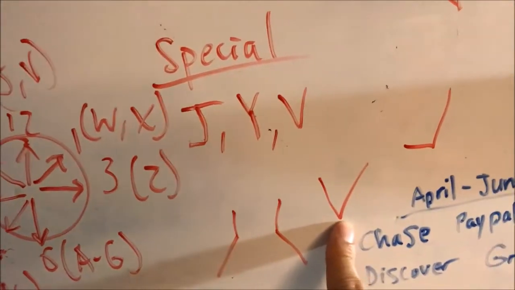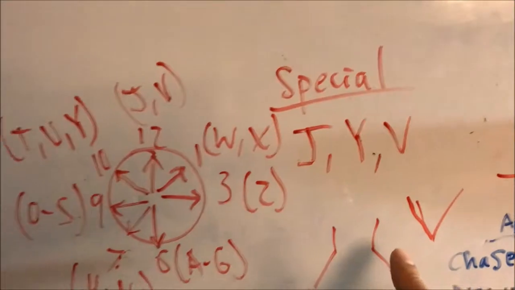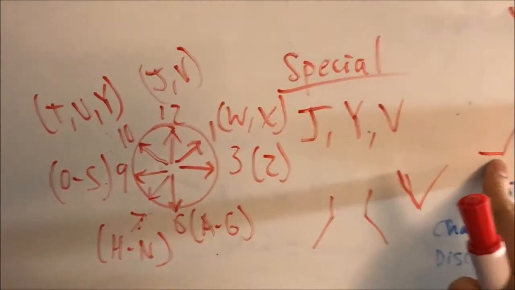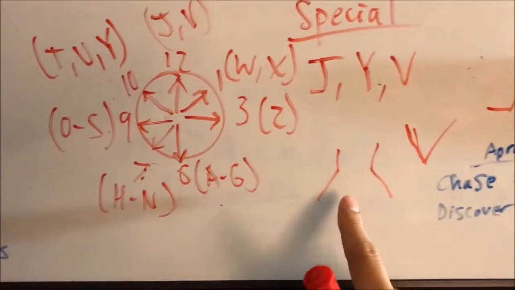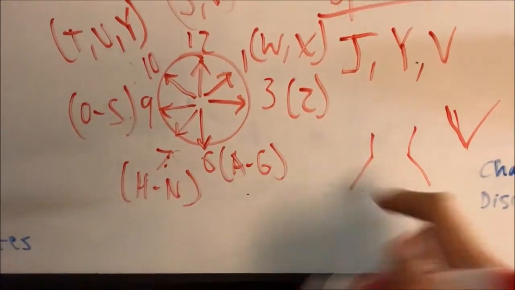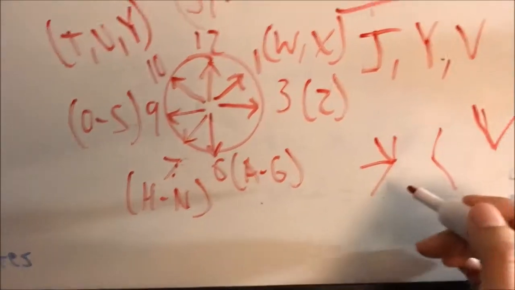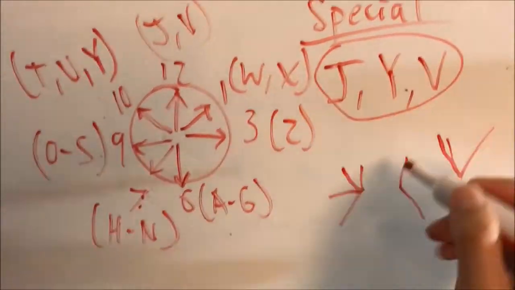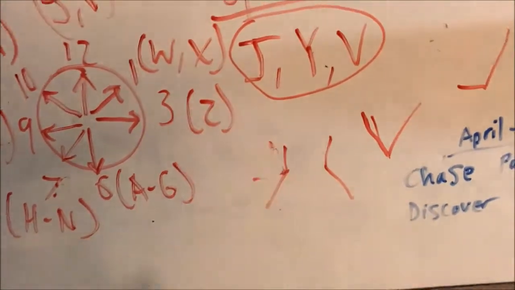This one, let's say I drew it like that, okay? That would be the 10 o'clock position, so it's T, U, or Y. And then this one, since it's at the 9 o'clock, it's O or S. And then all you have to do is count. So remember, this is H through N, so you know the first one is H, the second one is I, and this one, remember J got skipped because it's a special one. So what's after J? K, okay? So that one was K.